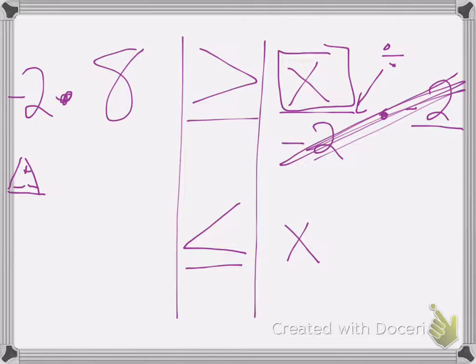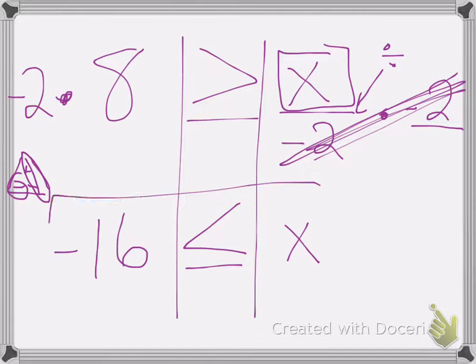Again, we need to remember our integer rule, that nice little triangle. We've got a negative times a positive, and so our answer is going to be negative again. 2 times 8 is negative 16. So our answer ended up being that right there.